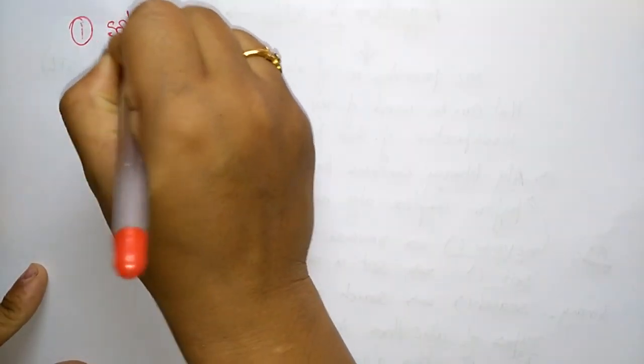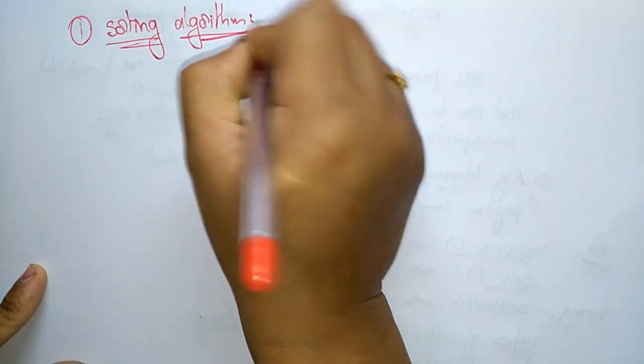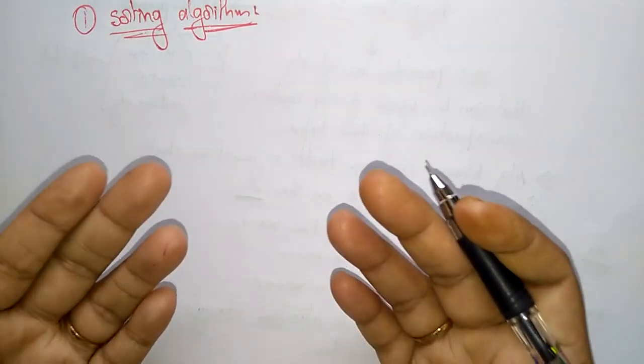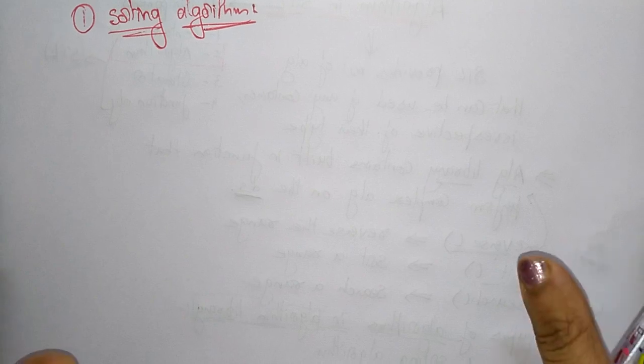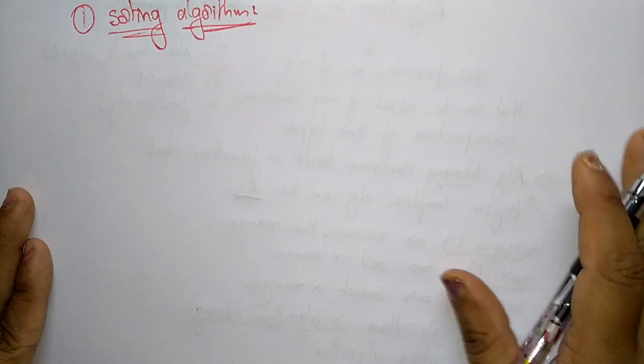The first type of algorithm present in the STL is the sorting algorithm. So what is the sorting algorithm? Sorting means arranging the numbers either in ascending order or descending order. Whatever input we give, that range will be arranged in ascending or descending order. By default, the sorting algorithm arranges the numbers in ascending order.